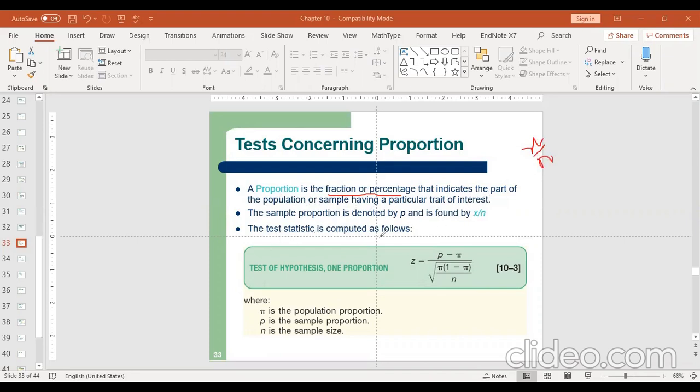The test statistic is computed as follows. Test of hypothesis, 1 proportion. So here we are finding the proportion for one population. This is the sample proportion. This symbol denotes the population proportion, and this is the standard error for proportion. So this is the formula for standard error. So let's move on to the next slide.